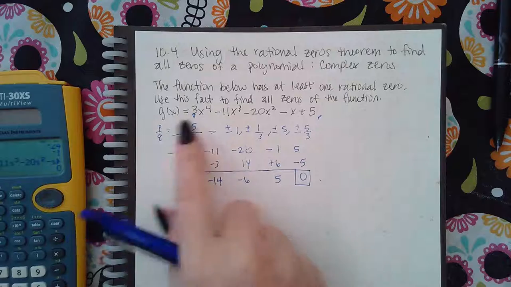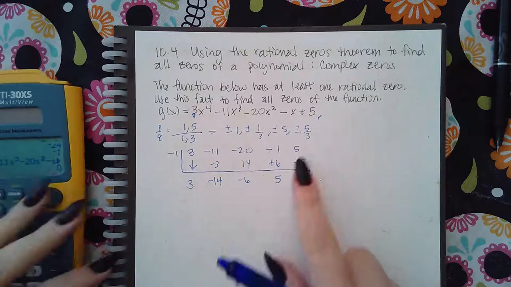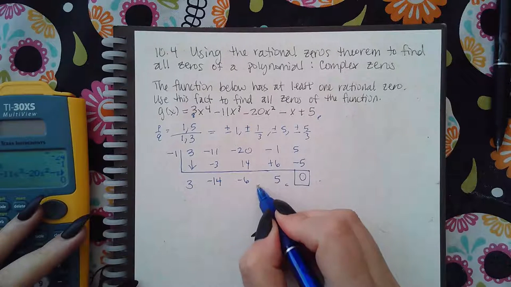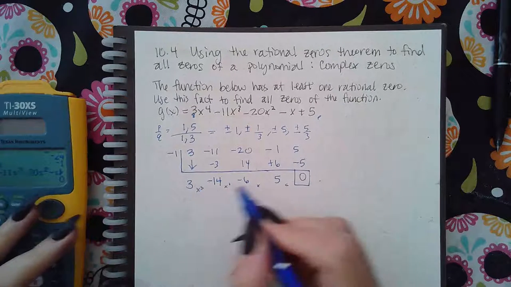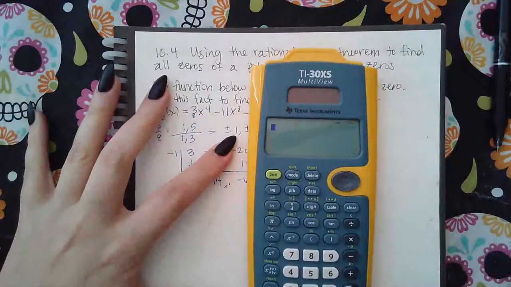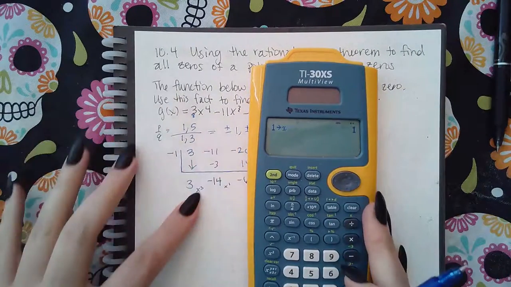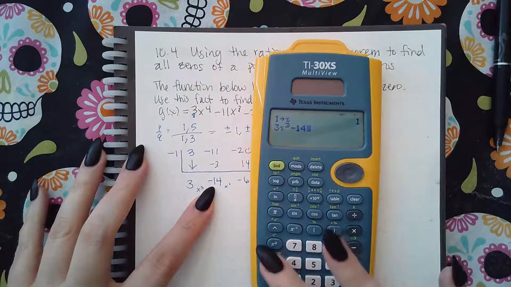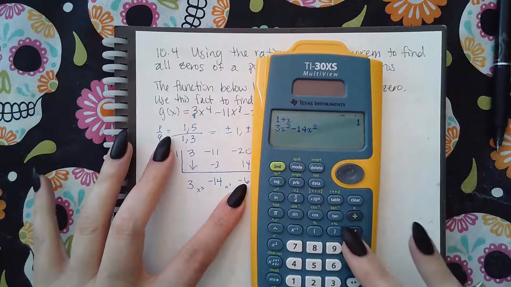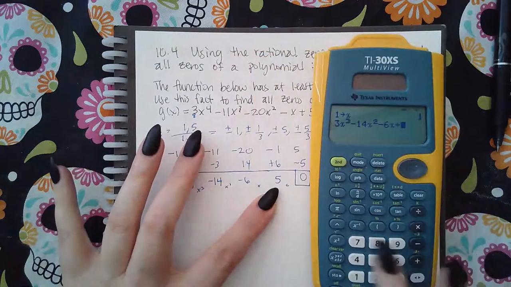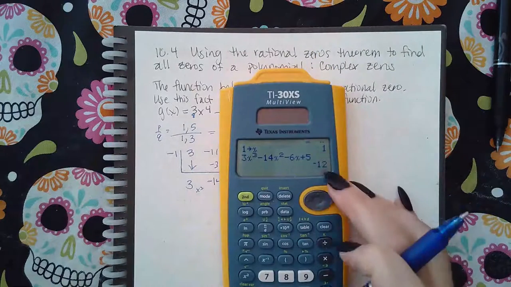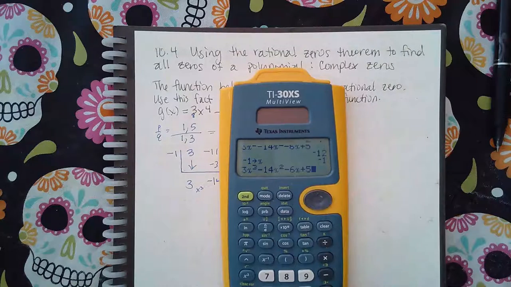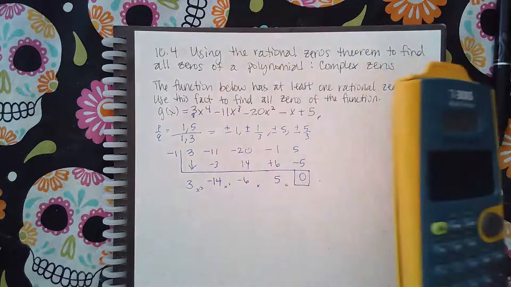So if I were to do the P over Q again, it would be the same values. But this is a different polynomial now, right? This is my constant, my x's, my x squareds, and my x cubes. So I'm going to start all over again, starting with 1: 3x to the 3rd minus 14x squared minus 6x plus 5. When I plugged in 1, I got negative 12. Now I'm going to plug in negative 1, and I get negative 6. Again, I'm looking for 0.